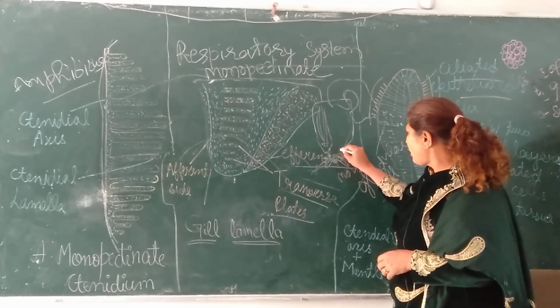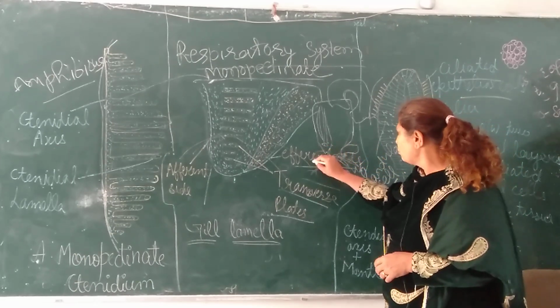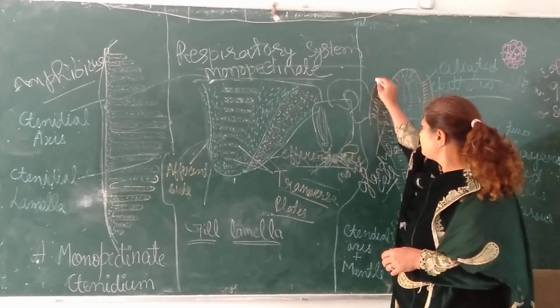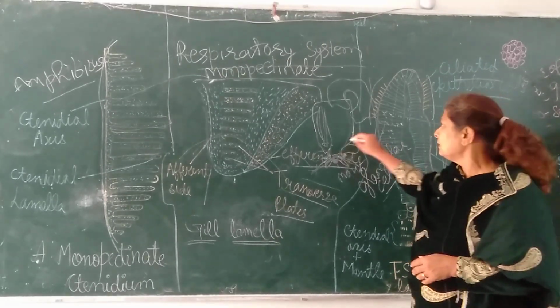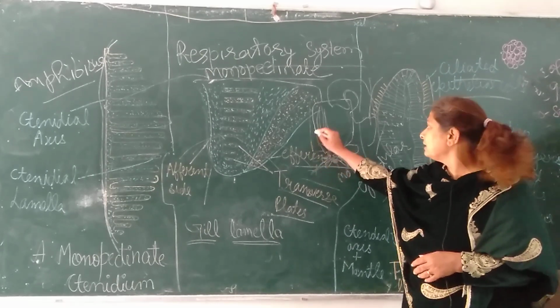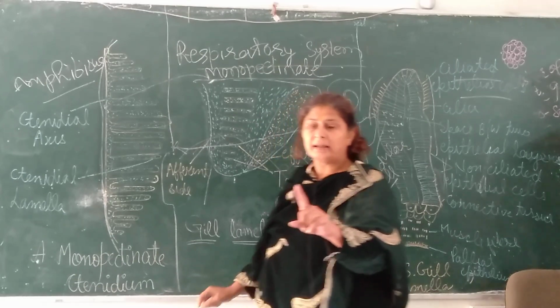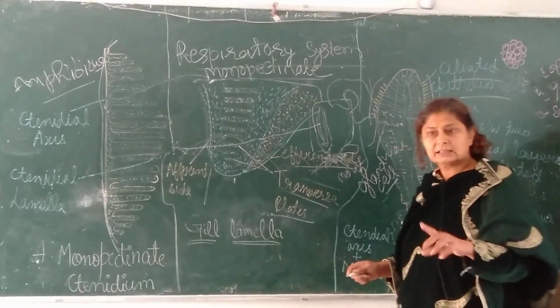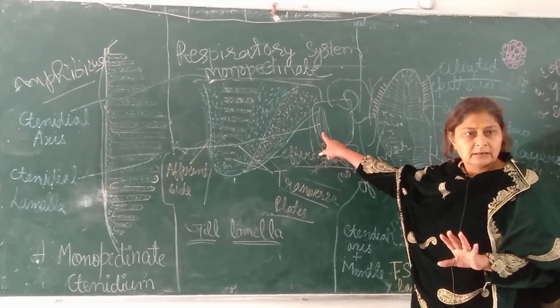There is one important thing. Here are present two nuchal lobes. This portion is called the pulmonary chamber, where the lung is present. This is called the gill chamber or branchial chamber, where this gill is present. There is one gill, so not gills, only gill. Is this clear? Yes, ma'am.